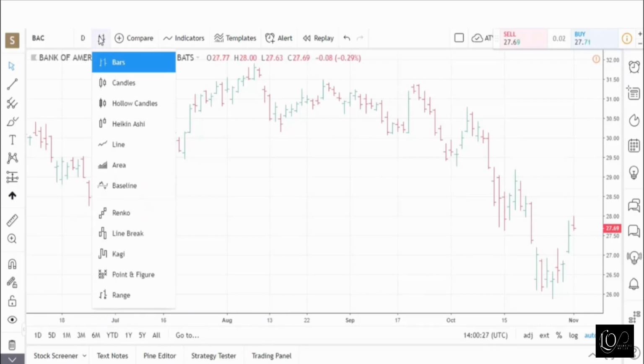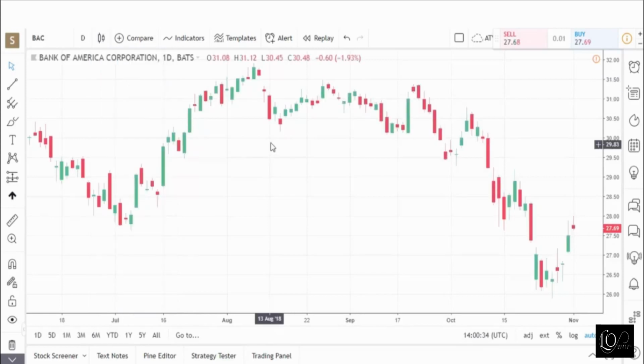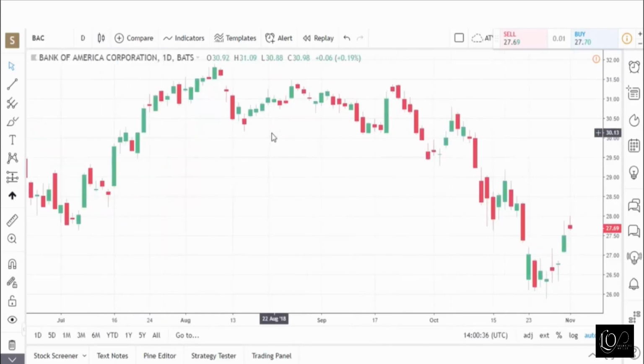Now let's take a look at candlestick charts. And let's look at that same day on the candlestick chart. Here on August 13th, everything is the same, the open, high, low, and close. You can see there's a very small wick at the top, which represents where the high of the day was. A very small wick on the bottom. The stock opened at 31.08, as we said, and that's the top of the red body, and it closed at 30.48, which is the bottom of the red body.